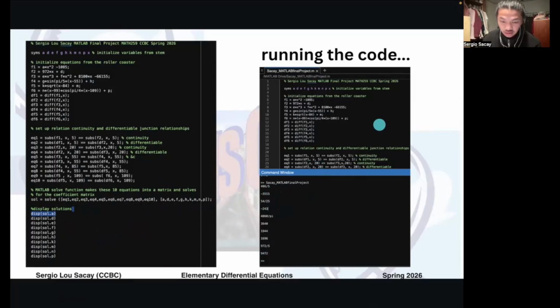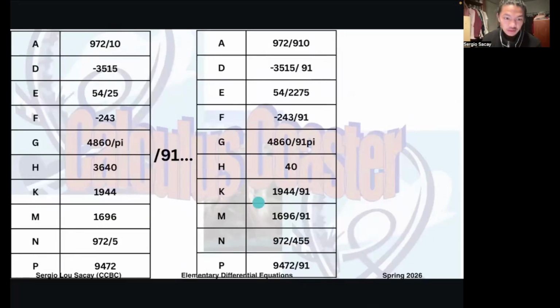And actually, these are all just listed on the next page. Okay, here we go. So here are all the coefficients. It was pretty cool seeing this happen when I was doing the code.